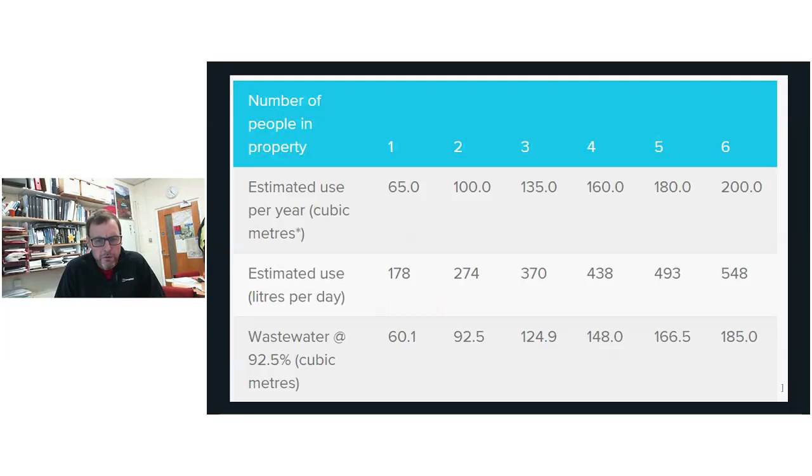This is similar data from Southern Water, and what's interesting here is they estimate that 92.5% of the water supply to households will be returned to their network. So that's broadly in line with the 95% I spoke about in the other slide.